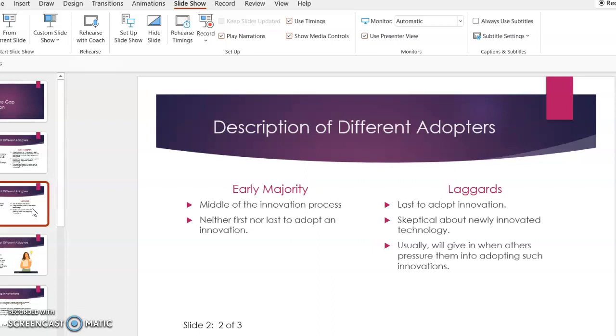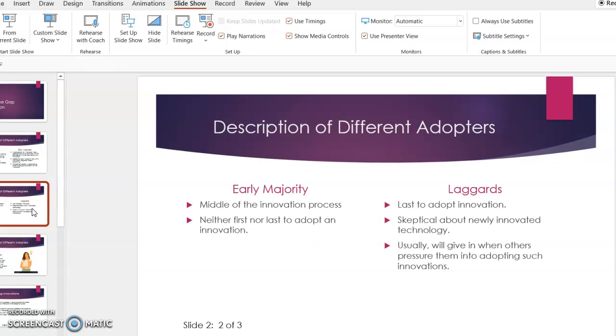So early majority, middle of the innovation process, they're in like dead center. They're not for and they're not necessarily against. So they're kind of like somewhere in between, stuck in the middle somewhere. Neither first nor last to adopt the innovation, but they more or less jump on board if everybody jumps on board, and if nobody else jumps on board, hey, guess what? They're not going to jump on board. So they're in the middle, one way or the other.